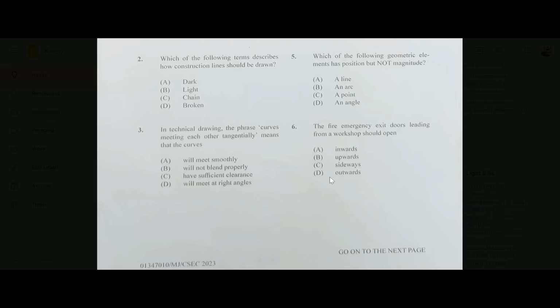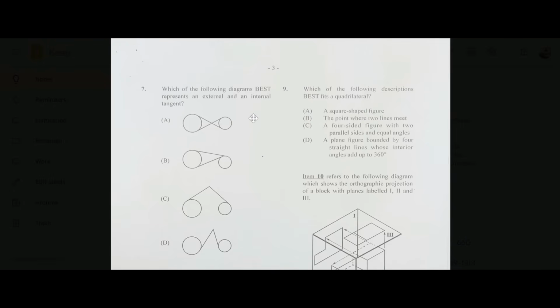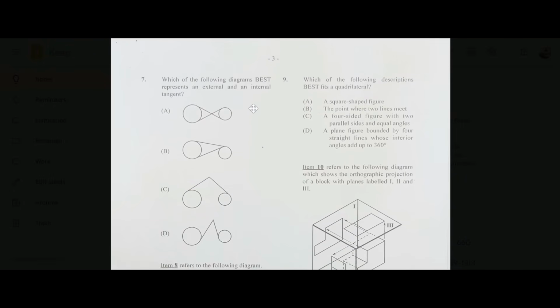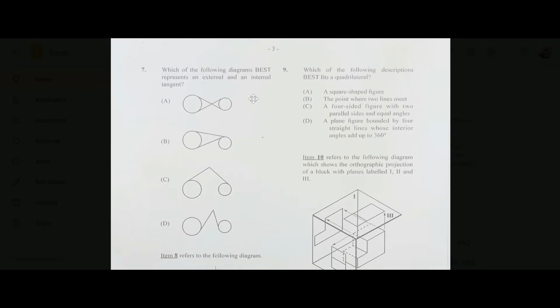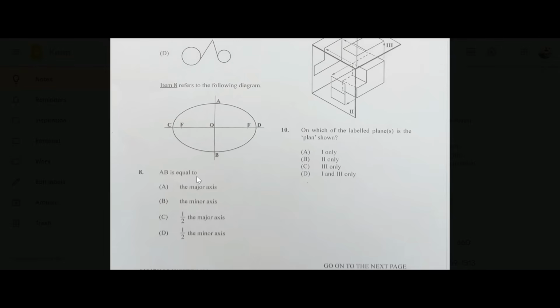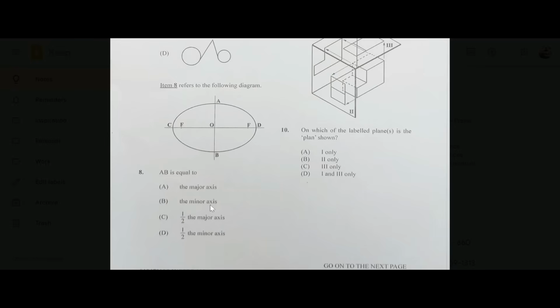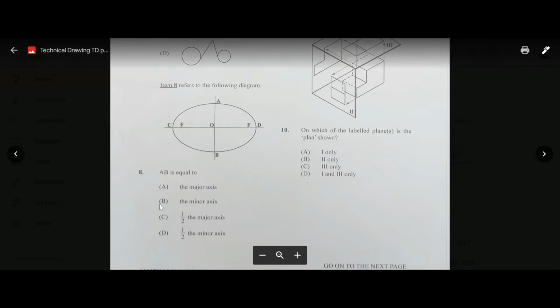Number 6, the fire emergency exit doors leading from a workshop should open. The answer is D, outwards. Right? So public doors leading from public spaces should always open outward. Number 7, which of the following diagrams best represents an external and an internal tangent? The answer is B. So this is the external tangent and this is the internal tangent. Number 8, AB is equal to, so this is AB here, AB is equal to the minor axis of this ellipse. So the answer is B.